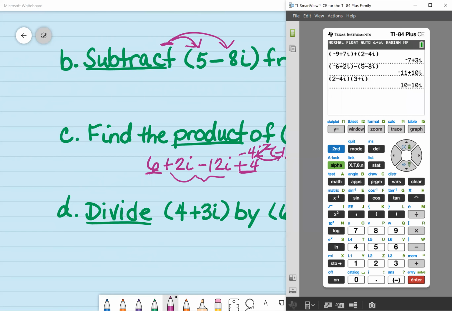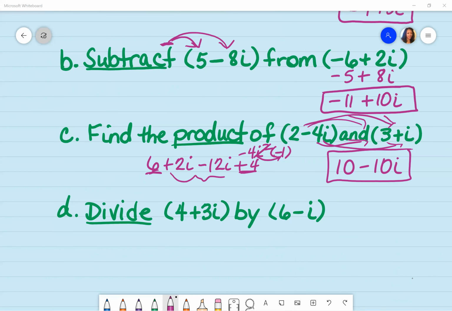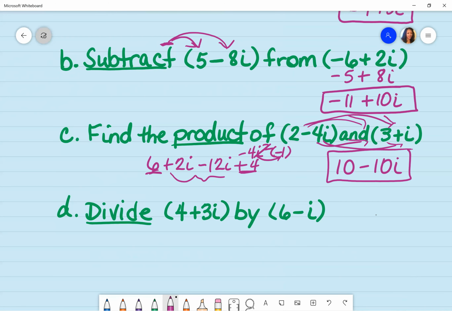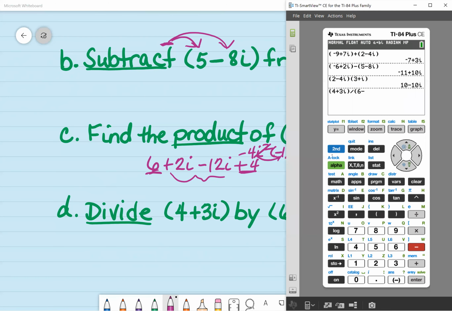All right, and then finally, dividing 4 plus 3i by 6 minus i. So using my parentheses, 4 plus 3i divided by 6 minus i. All right, so it does the math for you, and it looks like this. You're like, oh my gosh, do not give me decimals.